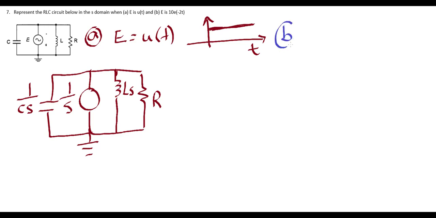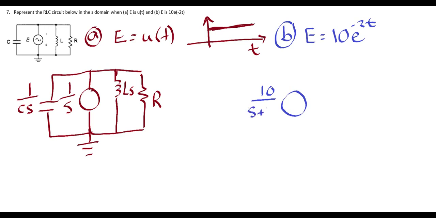Part B. E is now 10 to the exponential minus 2t. Again, looking up a table to see what that would be. It would have the 10 as a magnitude on the top, and it's S plus A, or rather S minus A, which in this case is S plus 2. So that's now the source.